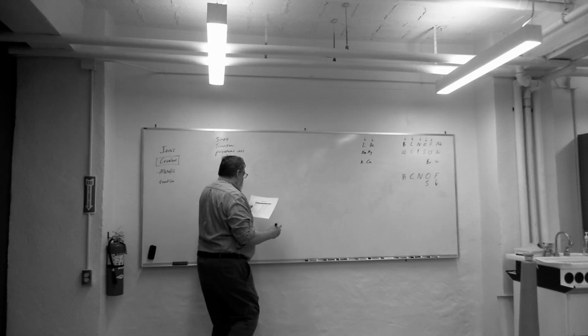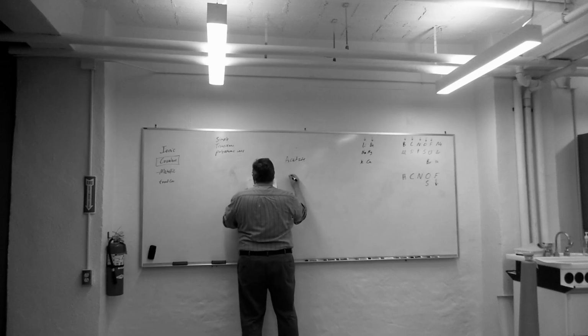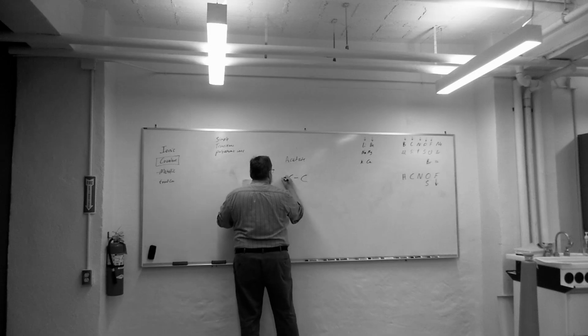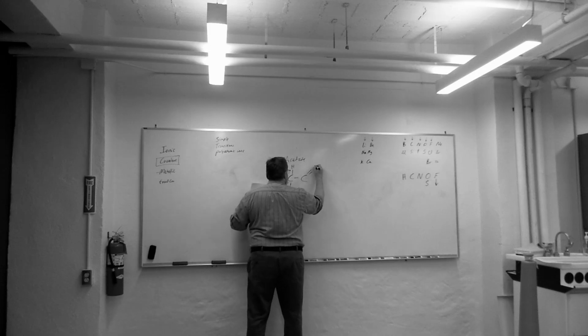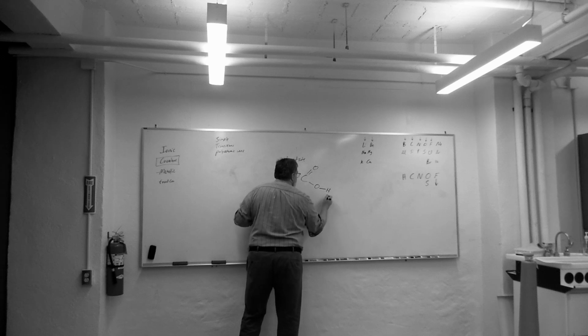Okay, for instance, the one that says acetate, I'll show you the structure. It says C2H3O2 minus. I'll go ahead and draw that. That we would call acetic acid, that structure.